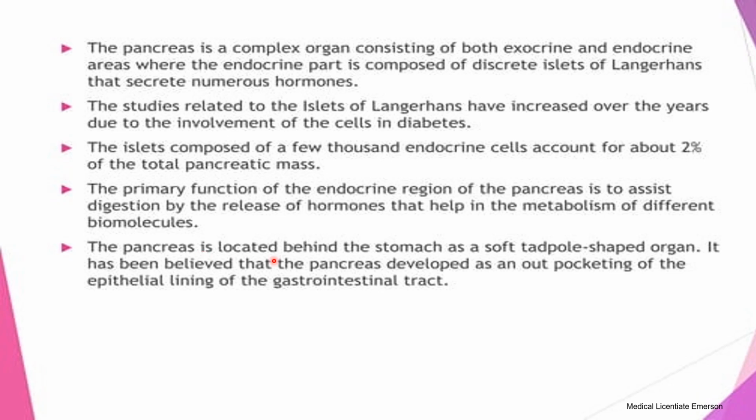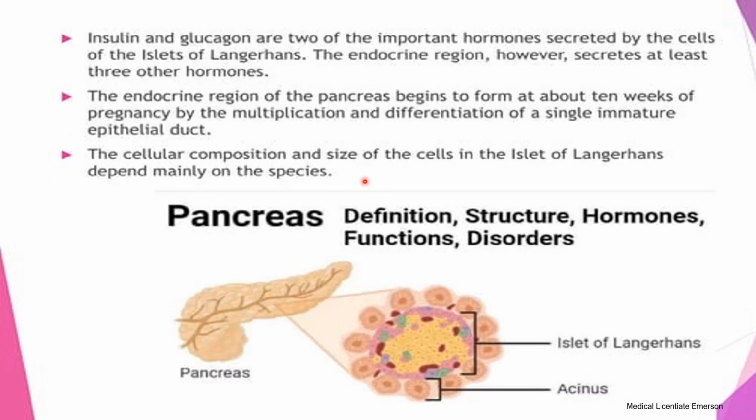Then the pancreas is located behind the stomach as a soft tadpole-shaped organ. It has been believed that the pancreas developed as an out-pocketing of the epithelial lining of the gastrointestinal tract. Insulin and glucagon are two of the most important hormones secreted by the cells of the islets of Langerhans. The endocrine region, however, secretes at least three other hormones.